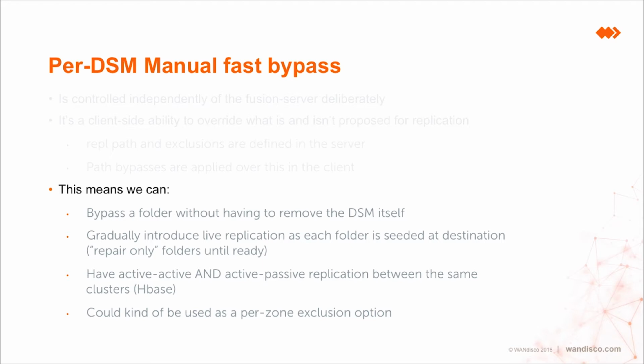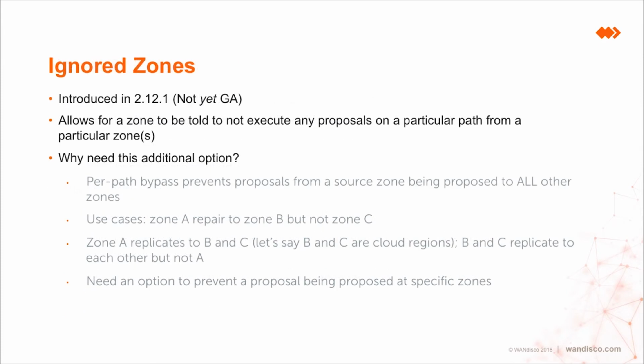And this could be used as a per zone exclusion option. Ignored zones will be introduced in 2.12.1, not GA as of this recording. This allows for a zone to be told not to execute any particular proposals on a path from a particular zone. And the question would be, well, why would we need this additional option?